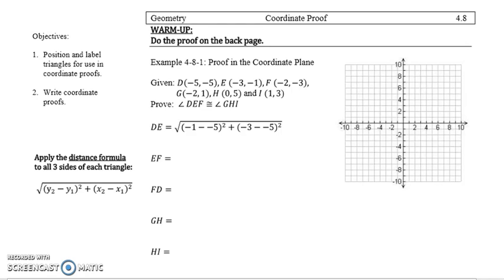All right, so this is lesson 4.8, coordinate proof. Go ahead and try this first part, the warm-up, using the distance formula. The side here will help you simplify DE, since it's already written in there for you, and then do EF, FD, GH, and HI. So go ahead and try that, and then press play to check your answers.